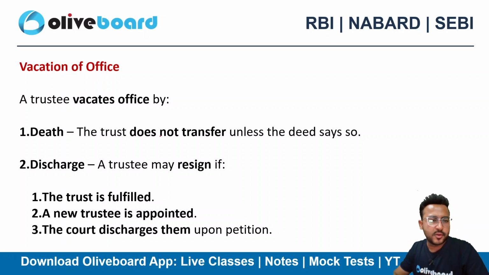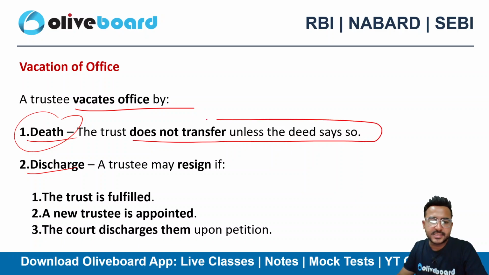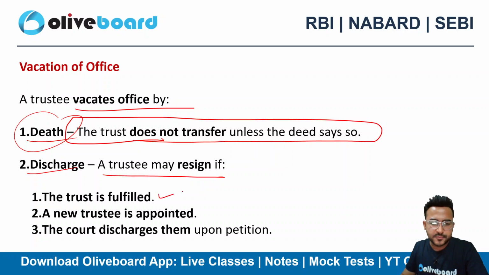Next is vacation of office. A trustee may vacate his office by death or by discharge, right? If by death, then the trust does not end unless the deed says so. Discharge: the trustee may resign if the trust is fulfilled. Trust का purpose ही खत्म हो गया है, fulfill हो चुका है, then that's fine. The trustee is discharged from the liability.